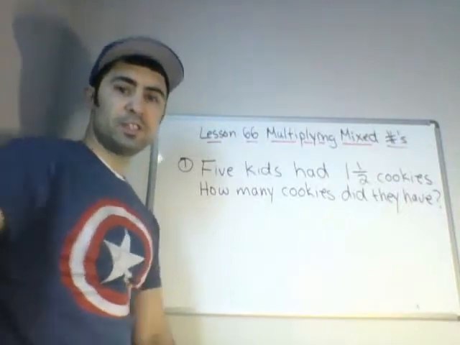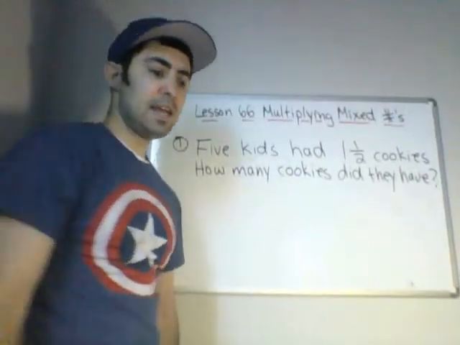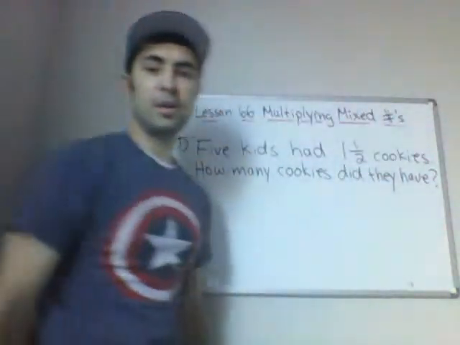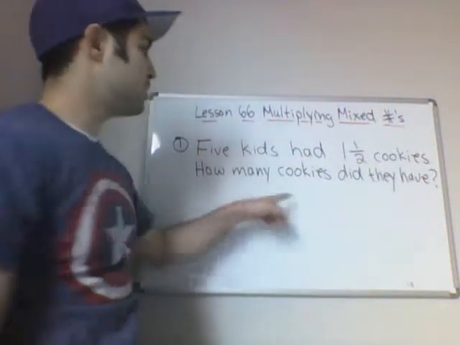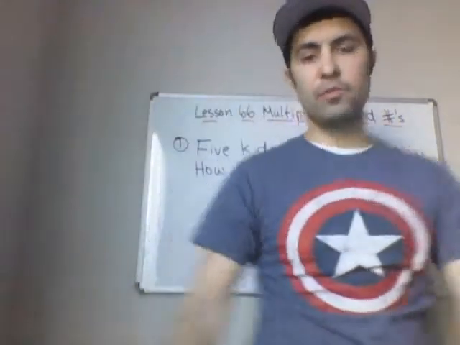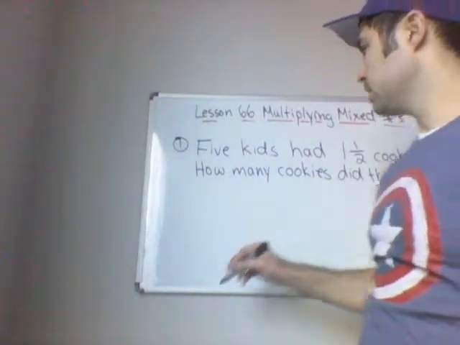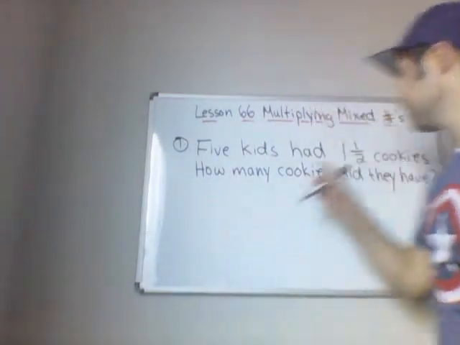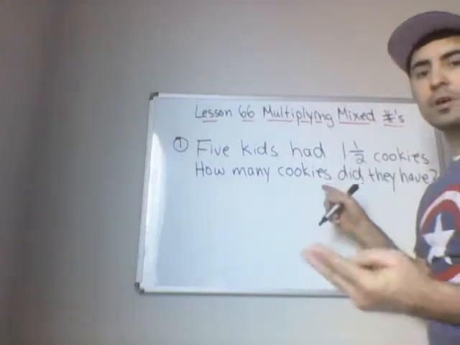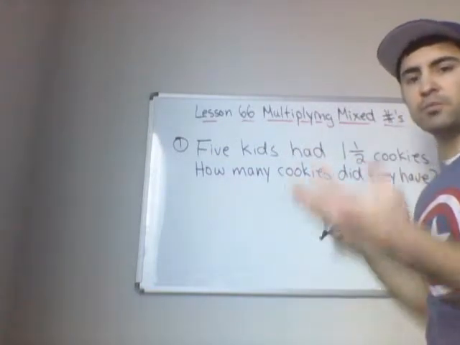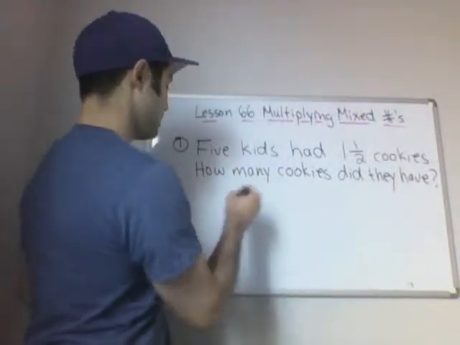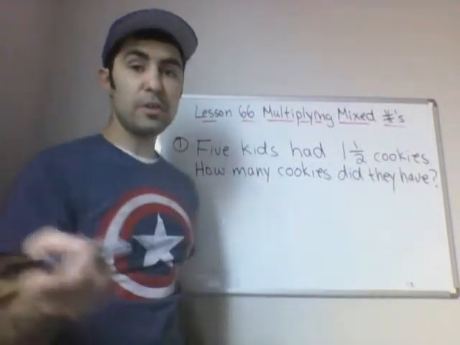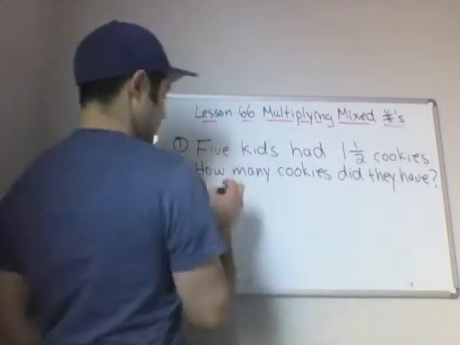So here's your first question. If five kids had 1.5 cookies, how many cookies did they have all together, of course? So we're gonna take 1.5 plus 1.5 plus 1.5 plus 1.5 plus 1.5. Well, that's repeated addition, and you guys know that repeated addition is multiplication.